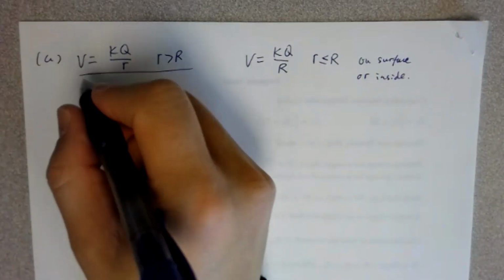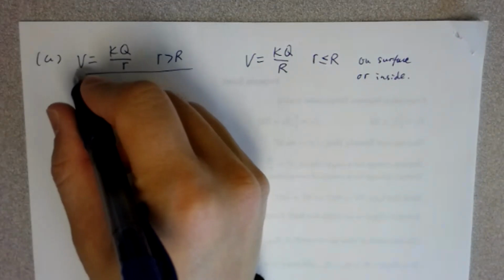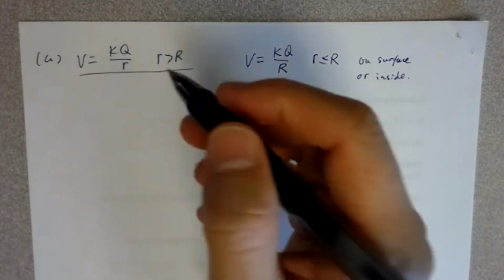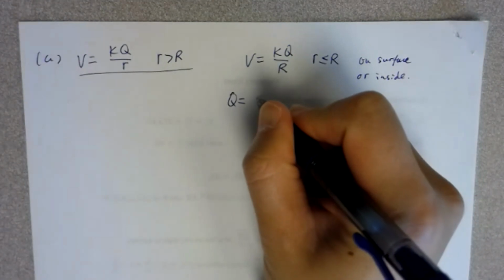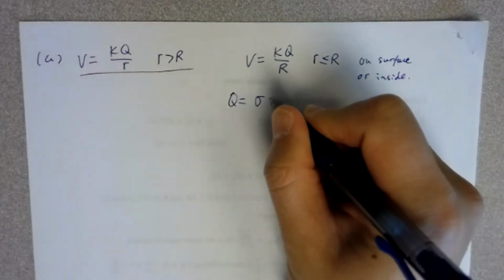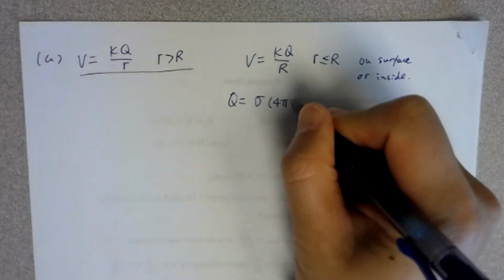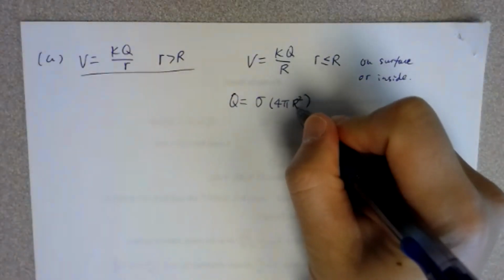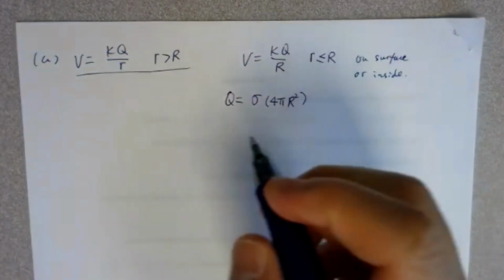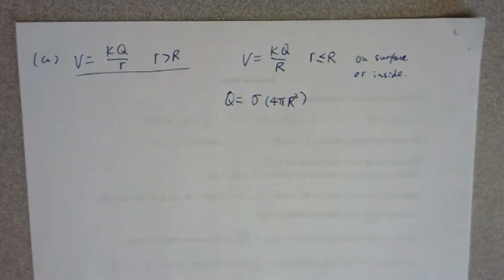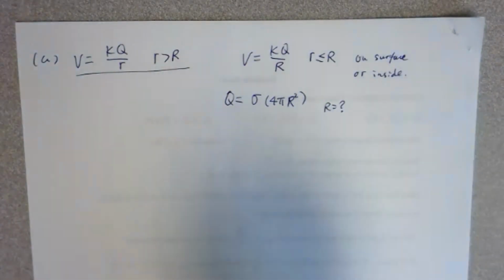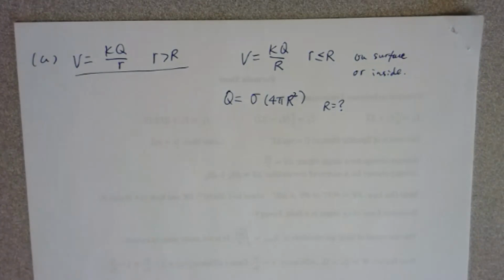So you have this as the 500 volts. And K is a constant. Q you can calculate because it gives you the surface charge density sigma. So Q is equal to surface charge density times the area of the surface, which is 4 pi R squared for the sphere, right? But in this case, you should use the radius of the sphere instead of the distance r. Okay, so we are looking for the R, the radius of the metal sphere.